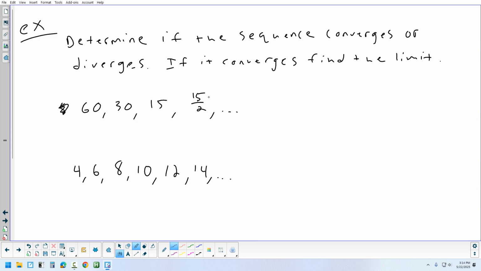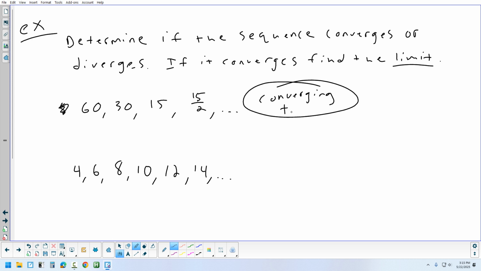What do you think, Joe? Right, so this is converging. It's definitely converging because the terms are getting closer to a number. And now when it says find the limit, that's when you tell me it's converging to the number 0. Because if you keep writing these terms out and you keep taking half, they're going to get close to 0.